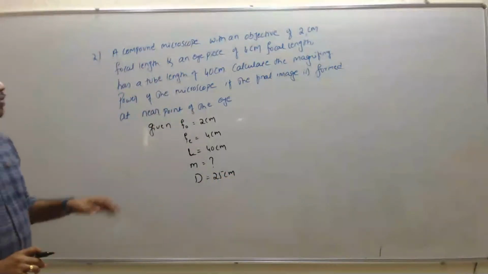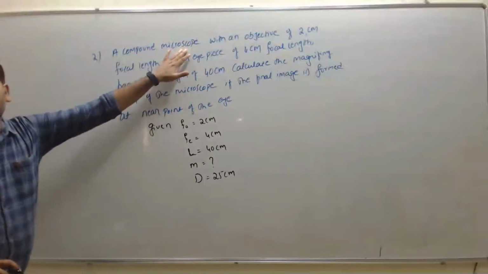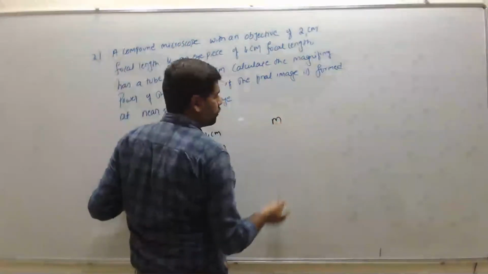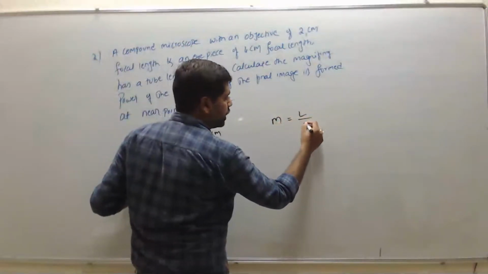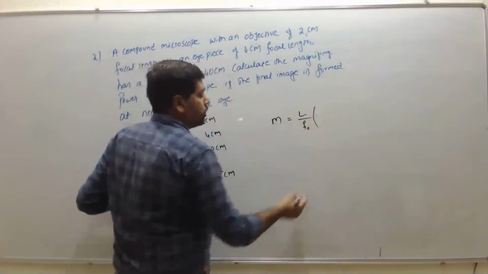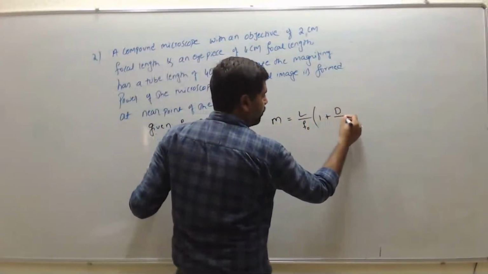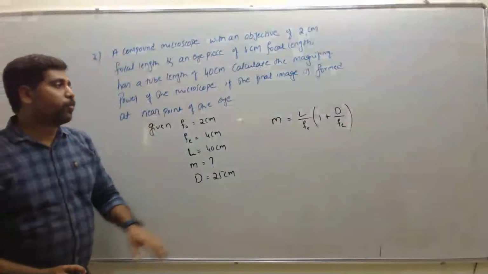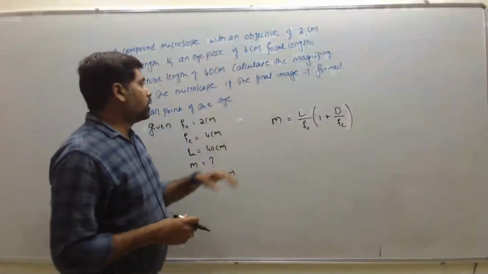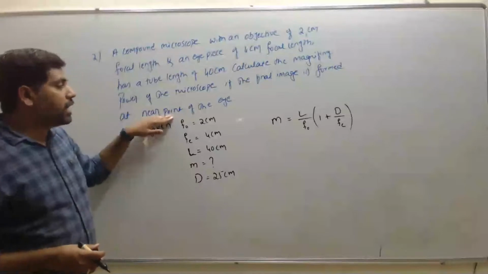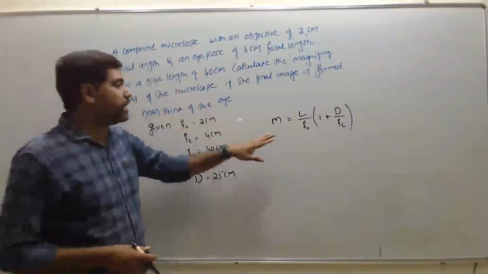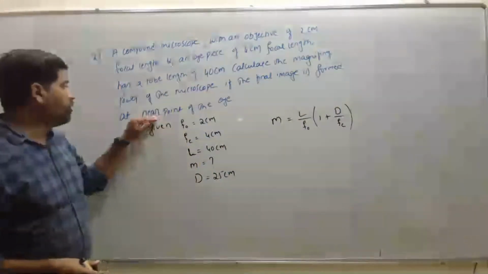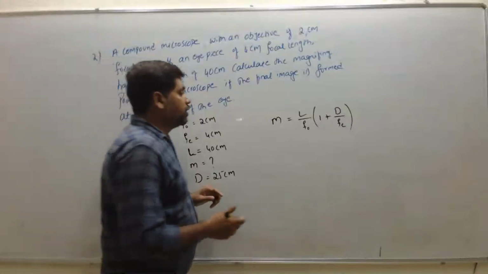Right? So we know the formula for the magnifying power of the compound microscope, that is M equals L divided by Fo into 1 plus D divided by Fe. So this is the magnifying power of the compound microscope when the image is formed at the near point. If the image is formed at infinity, then it becomes L by Fo into D by Fe. Here the image is formed at the near point.